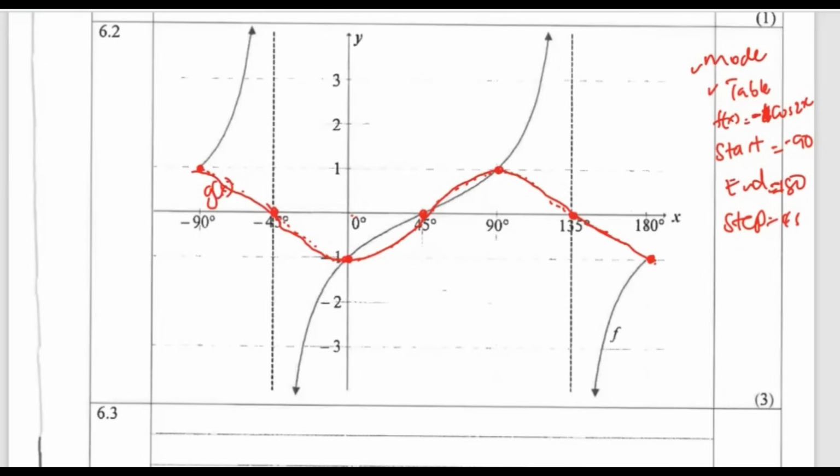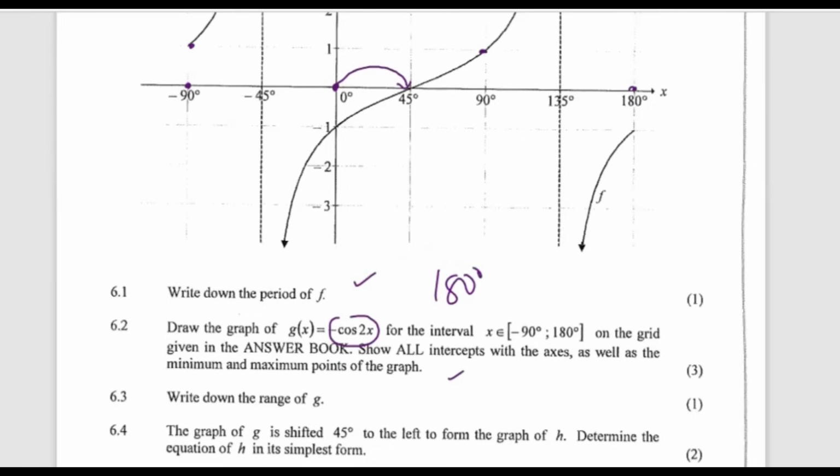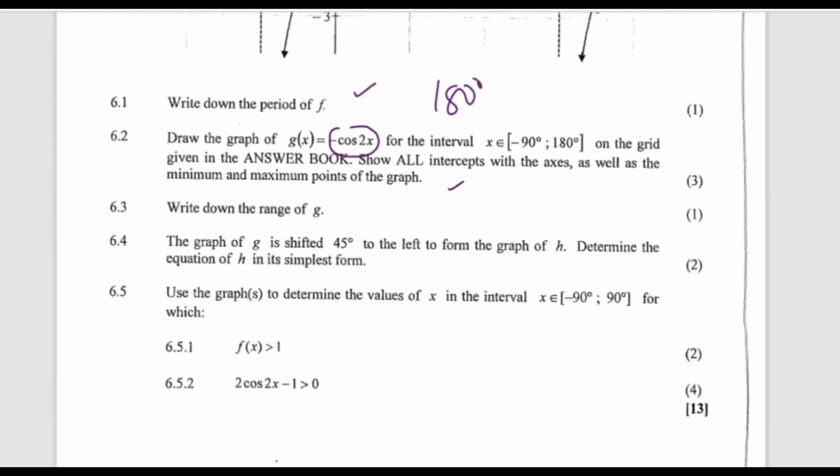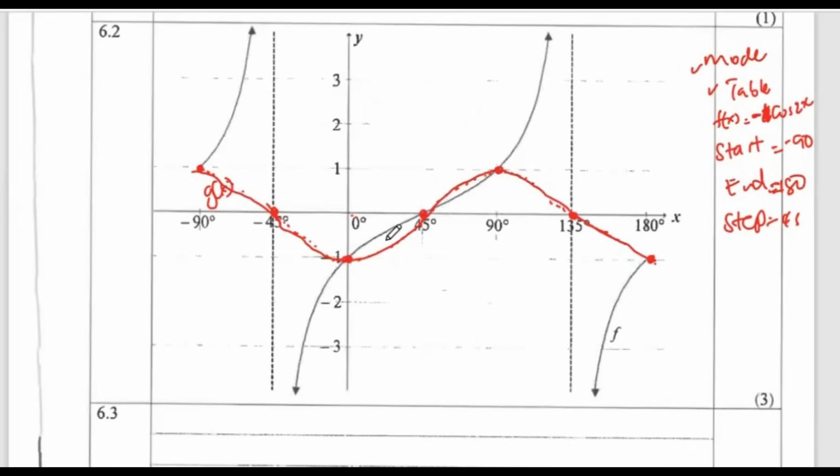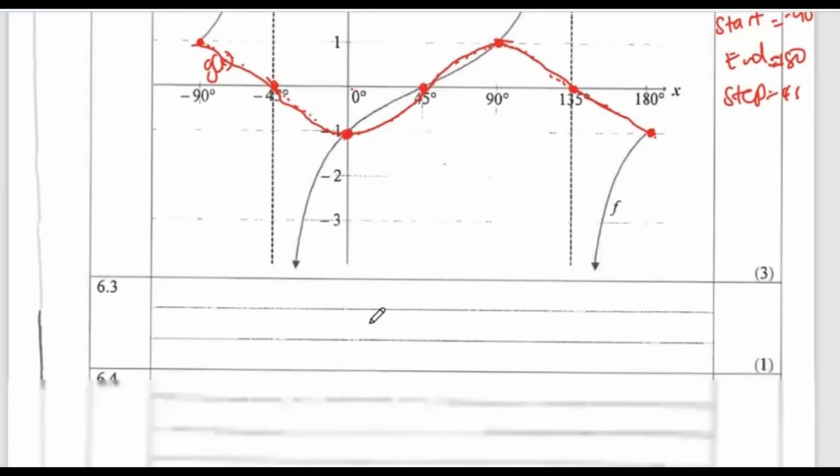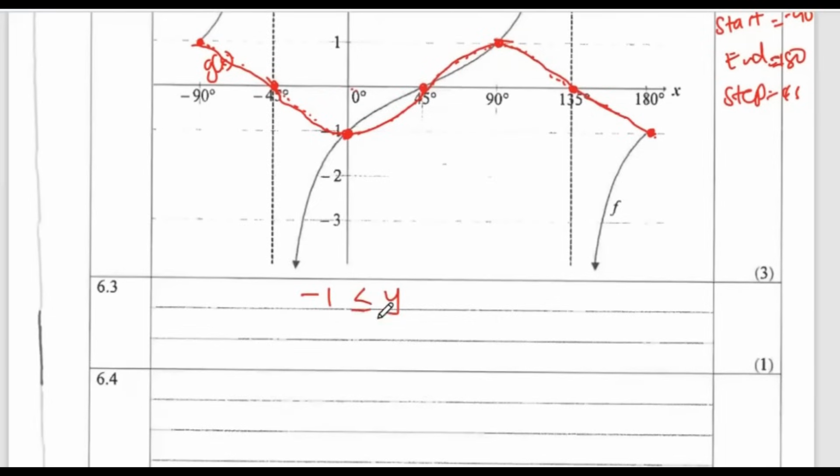Okay, done. Then they want us to write the range. Remember, range represents the y values. So according to the graph, I can see that the minimum point it can go to is -1. And the maximum that it can reach is +1. So I'm going to say -1 is less than or equal to y, less than or equal to +1, because it is passing through -1 and +1. So I must use the equal sign as well.